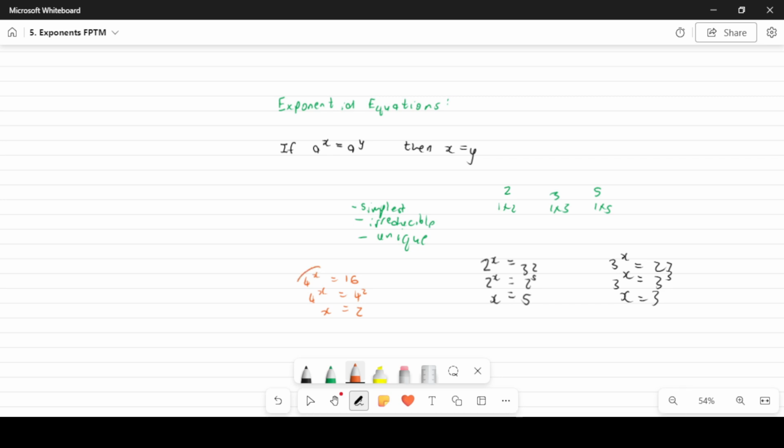I could have very well made this a prime base, made that a prime base, and used the logical thought of the prime bases being unique and so on. Right? I could have done that. But according to the rule, we can just use the bases if they are the same. Understood? We can just equate the indices if the bases are the same.